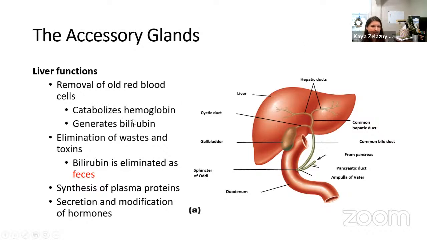And as it's breaking down that hemoglobin, right, the reason it's generating bilirubin and breaking down hemoglobin is we want to preserve the iron in the hemoglobin for later use. So that's also going on in the liver. The liver is also synthesizing plasma proteins. So albumin gets synthesized by the liver, and it's secreting and modifying hormones.